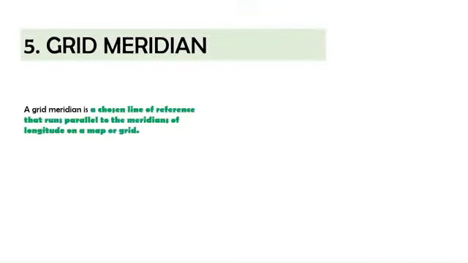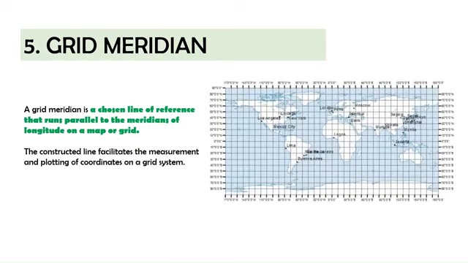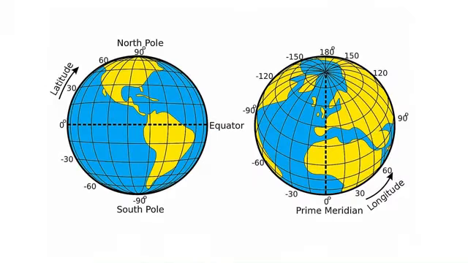Number 5 is grid meridian. Grid meridians are lines that are a part of the coordinate grid system used on maps or charts. In a grid-based coordinate system, a grid meridian is a chosen line of reference that runs parallel to the meridians of longitude on a map or a grid. It is a constructed line that facilitates the measurement and plotting of coordinates on a grid system. They are often represented as vertical lines on a map intersecting with the horizontal lines that are the parallels to form a grid.